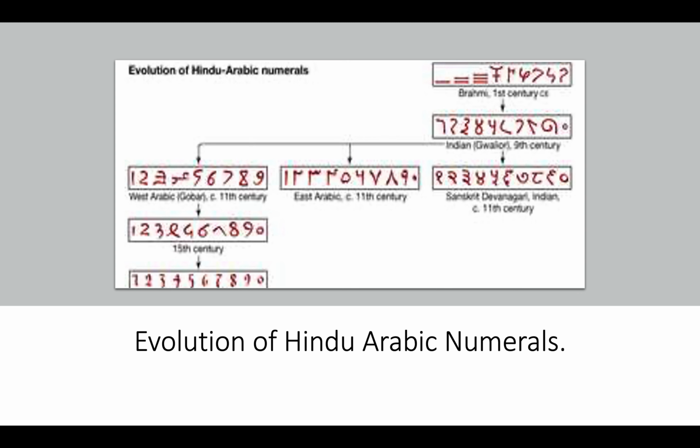This is the picture of the evolution of Hindu Arabic numerals. The first picture is Brahmani, which was introduced in the 1st century CE. Then it keeps on evolving and evolving, and finally reached the modern Hindu Arabic numerals.